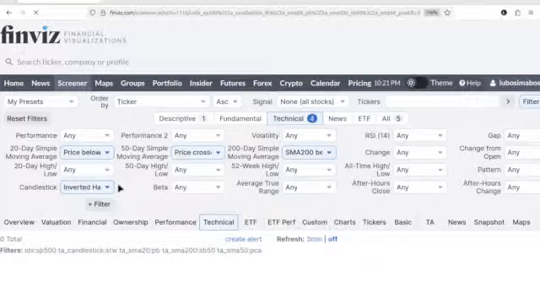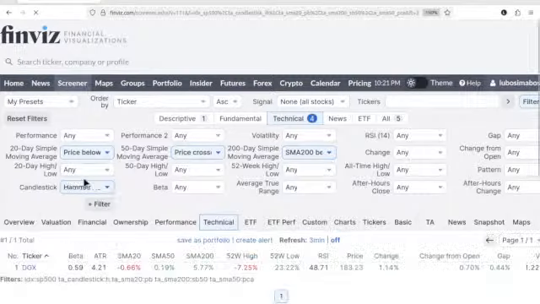I think this is where we found DGX. I think it was on the hammer. I think that's where we find the stock DGX. So as you can see, this is DGX. That's the one we found. Let me see what else.